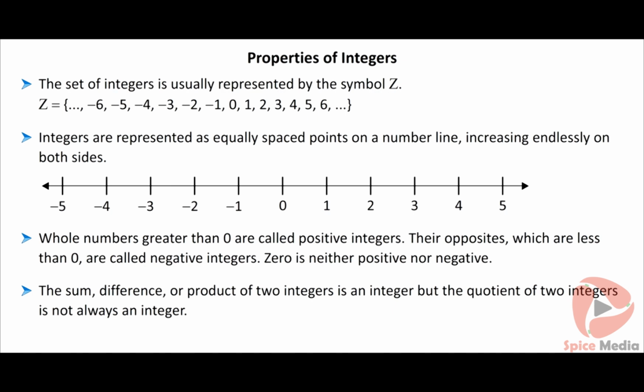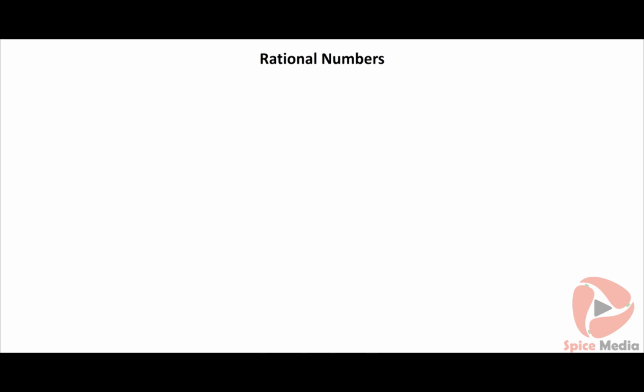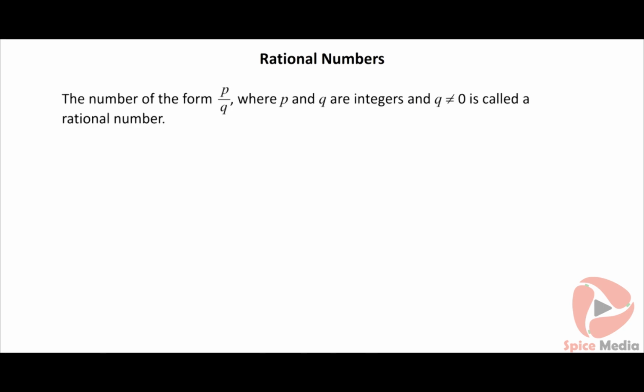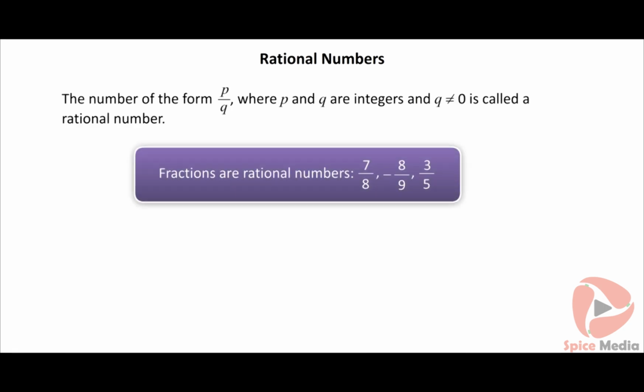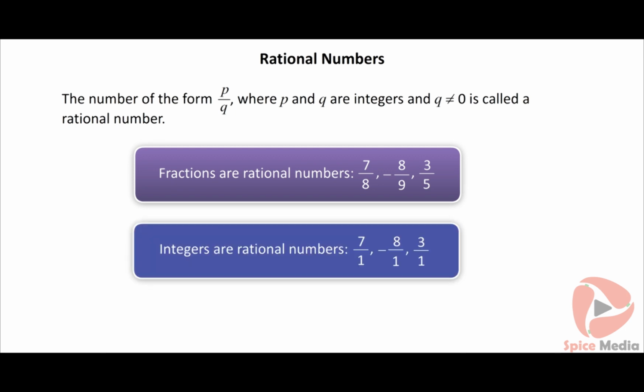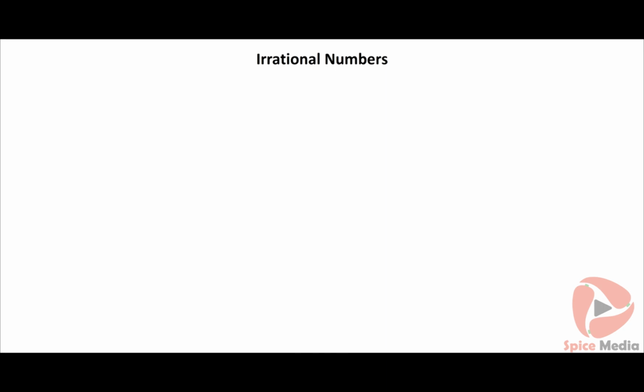Rational numbers. The number of the form p by q, where p and q are integers and q not equal to 0, is called a rational number. Now, let us study about irrational numbers.